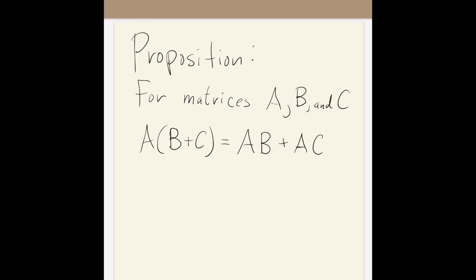Now this might look familiar to you because it looks just like the distributive property for real numbers. In fact, it is the distributive property. So you might say, oh, we can just distribute the A into the parentheses, and then we get the result. But we know that's true for real numbers. We have to prove that it's true for matrices. Which is not something that is inherently obvious, but it seems like it should be true.